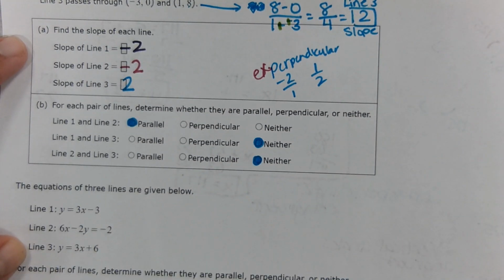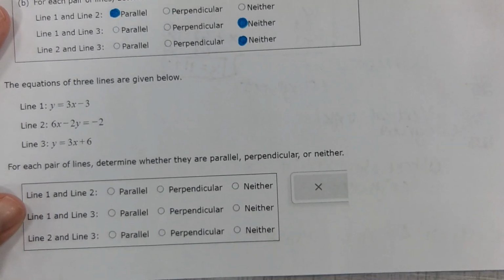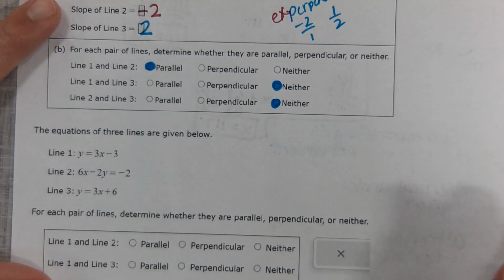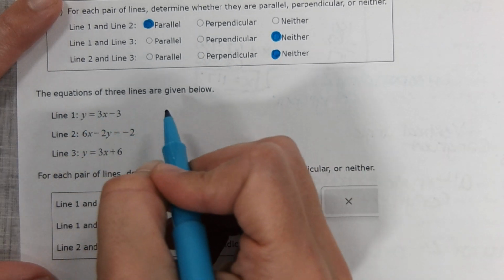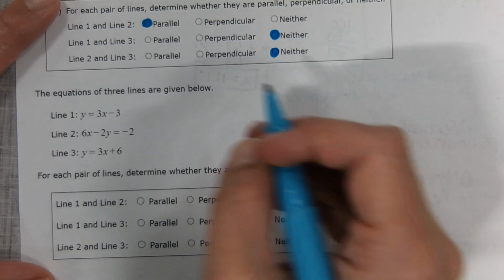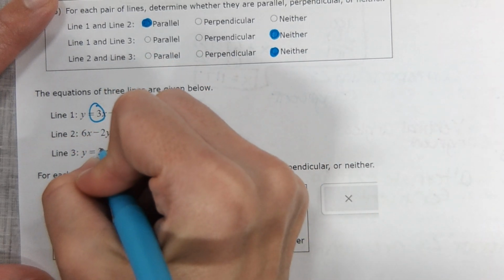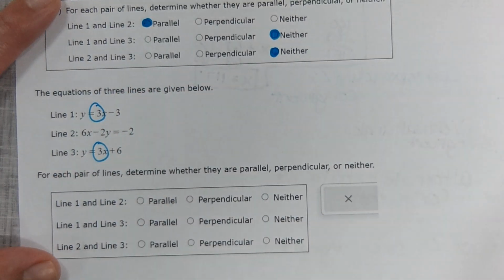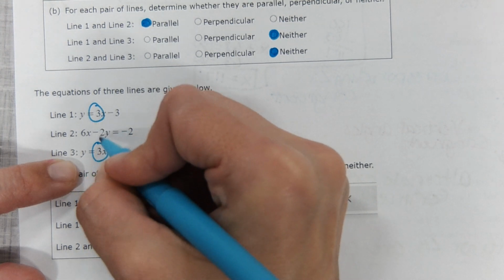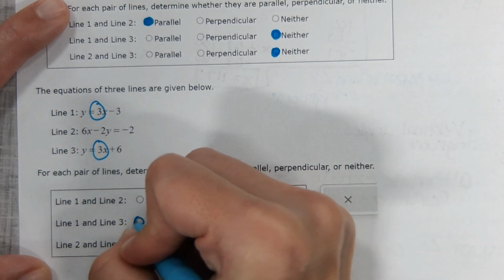Okay, the bottom one here, continuing with the same concept. It's good that we have a few examples because these are highly tested on various different tests. Equations of 3 lines are given below. Determine whether they're parallel, perpendicular, or neither. So we need to look at the slope and then determine whether they are the same slope, which would be parallel, or opposite reciprocals. So 1 and 3, I can pull the slope out right away. I can see that 1 and 3 have the same slope, 3, so 1 and 3 are parallel.